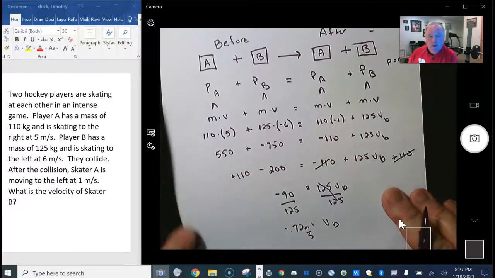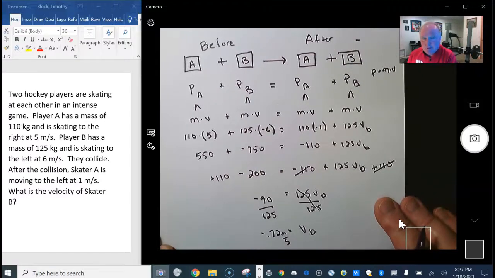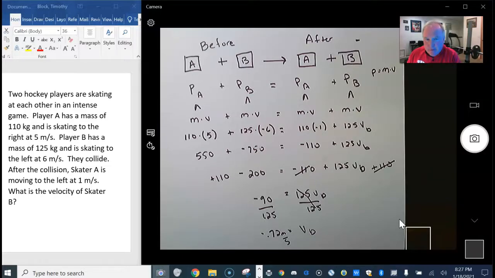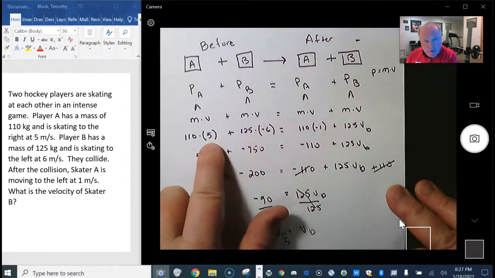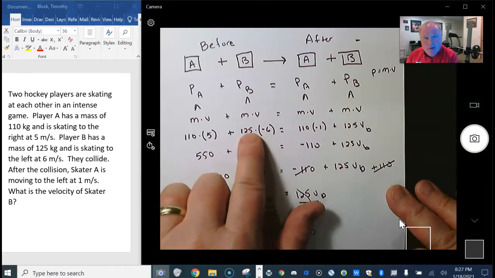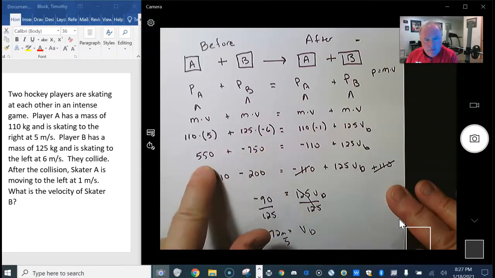Right. Before I let you guys go, you can see that I took the entire sheet of paper to do this problem. That's what it takes if you're going to do it in order and you're going to take your time. And number two, what we really want to do is, again, look at this from a perspective of, does it make sense? Okay, so player B is moving faster than player A and has more mass. Therefore, it has a significantly bigger momentum.